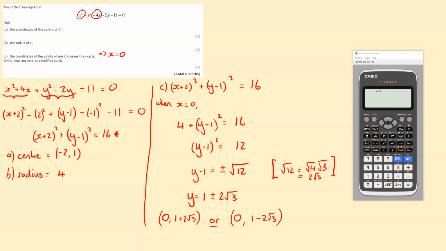Any questions, just let me know, but hopefully that's a good start for us. So 8 marks in the bag there. I love these type of questions. I absolutely love completing the square. So it's a great kind of question for me.